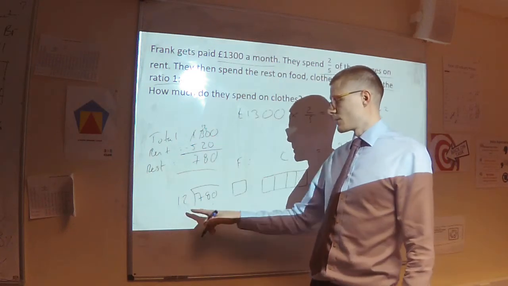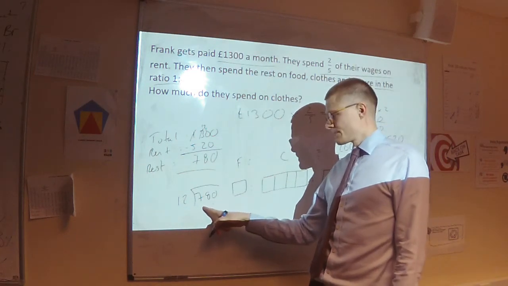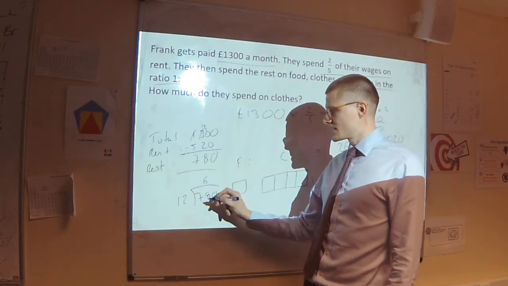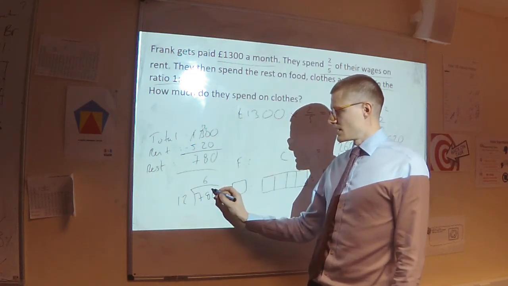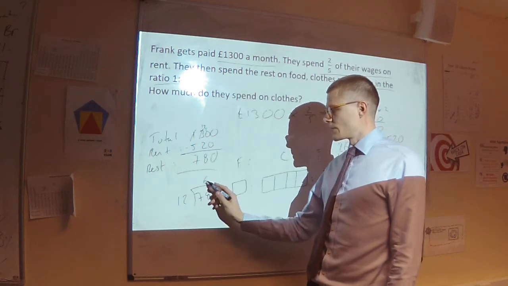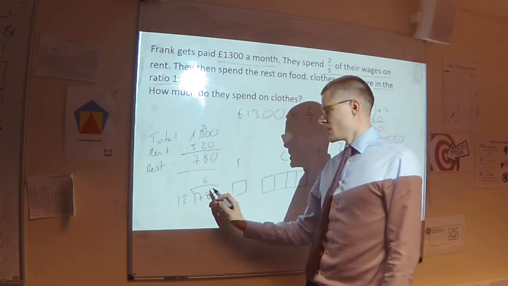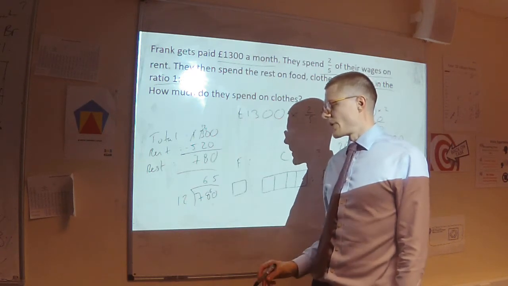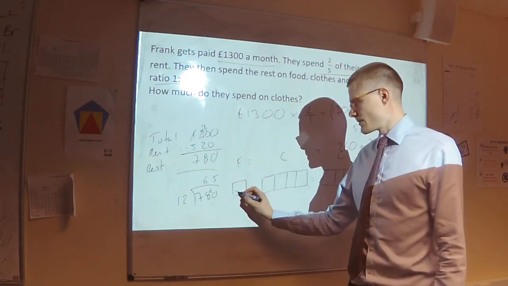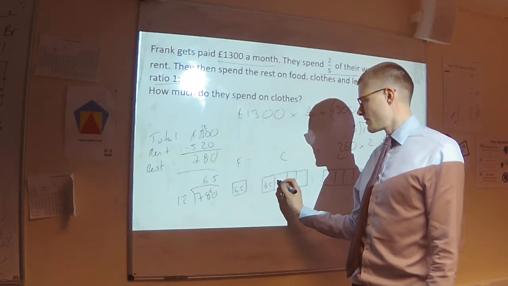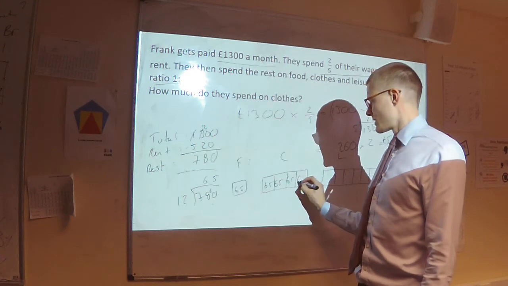12s into 7 goes 0. 12s into 78, okay, will go 6, and that's remainder 6, because 12 times by 6 is 72. 12s into 60 go 5. Okay, so I've got 65. I'm going to put 65 in every single box.